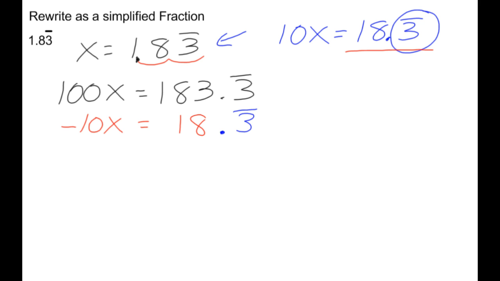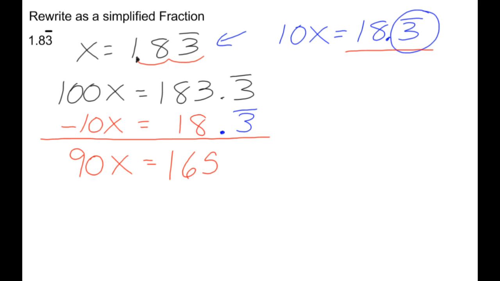18.3. And when I subtract, I get 90x is equal to 165. My 0.3s cancel each other out when I subtract them, the repeatings. Okay, so then I divide by 90, sorry. And then I divide by 90, and that is equal to 5 goes into both 165 and 90.